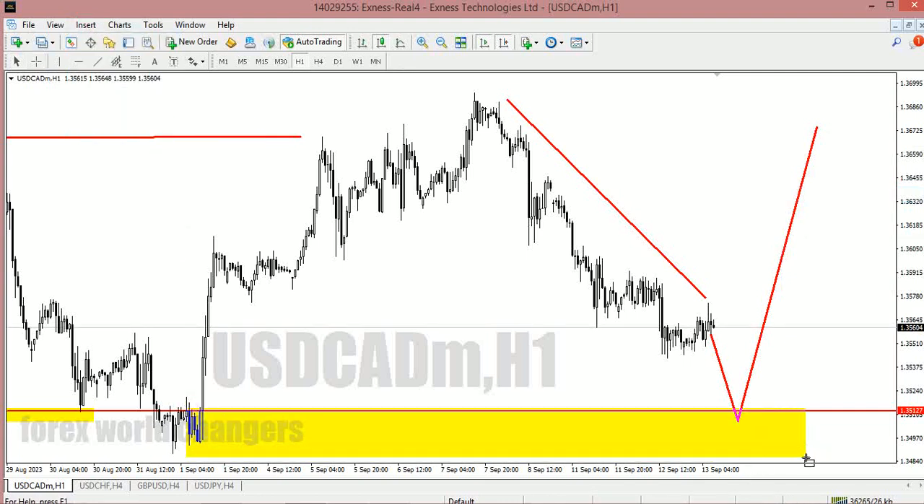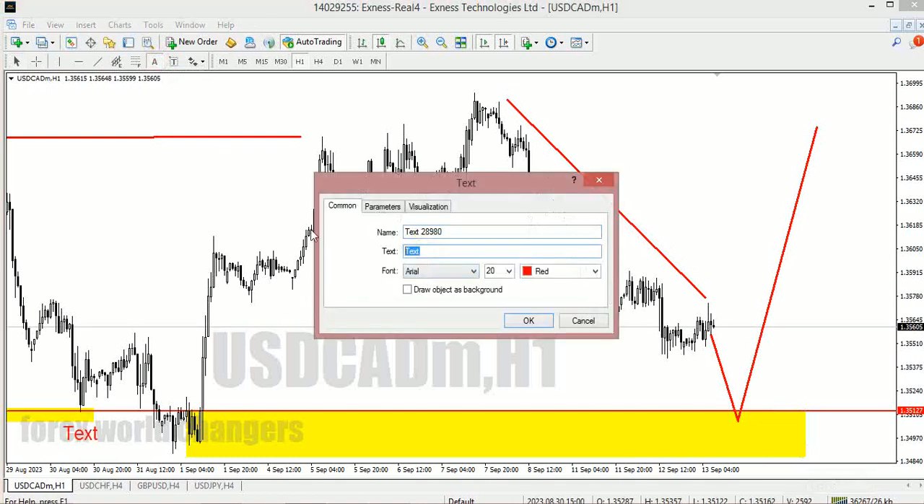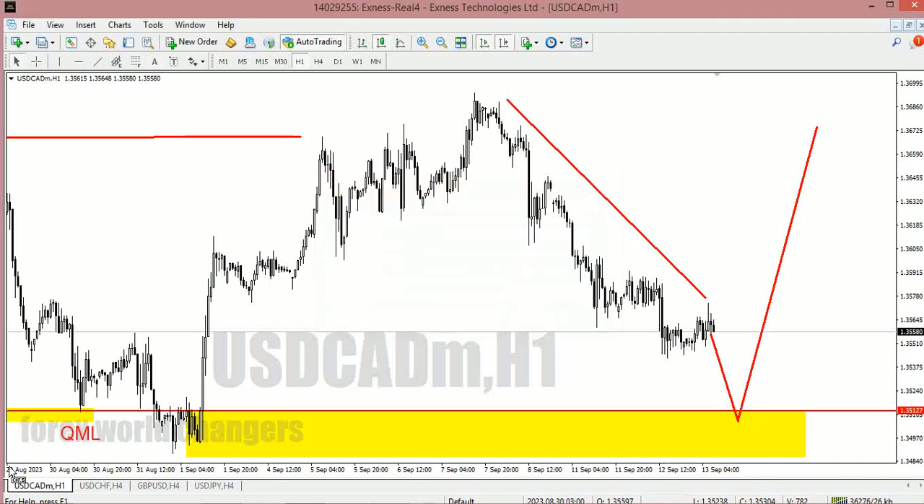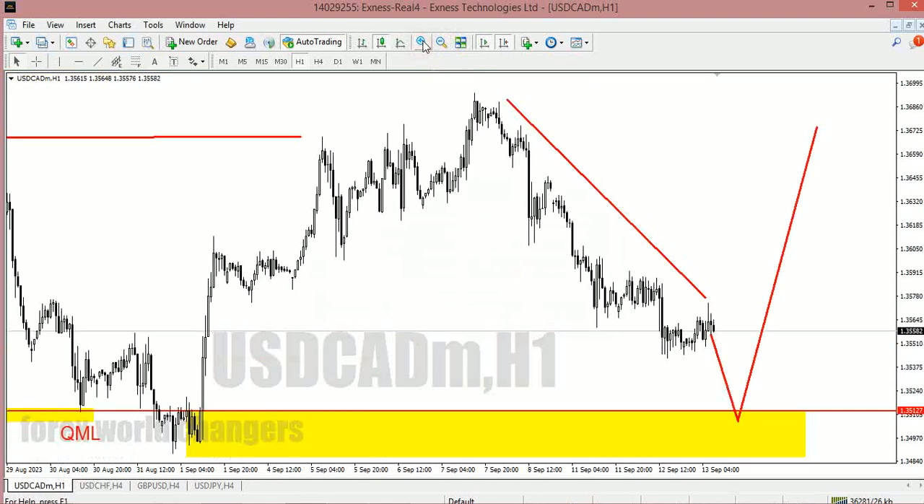right in this point, there's a huge Quasimodo here. Huge Quasimodo. QML stands for Quasimodo level. So at this zone, a lot of people are seeing this position there. I would love to disagree with this one. Reason being, I'm disagreeing.